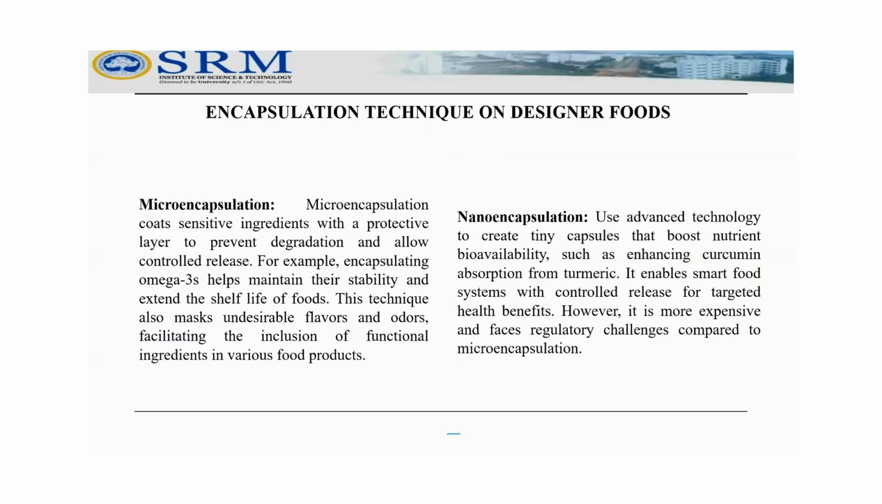Micro encapsulation coats sensitive ingredients with a protective layer. This micro encapsulation could be done for omega-3 fatty acids, whereby the fatty acids' stability will be extended. It may also prevent undesirable flavor and odor changes, whereby the functionality of the substance will be retained. That is micro encapsulation with an example.